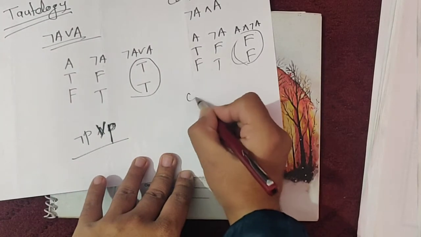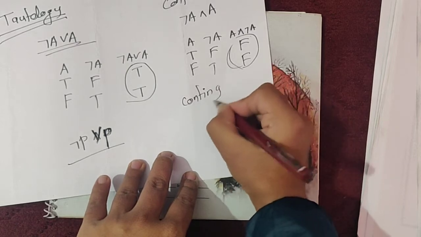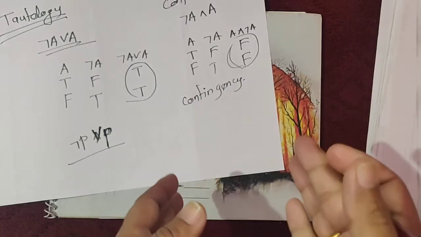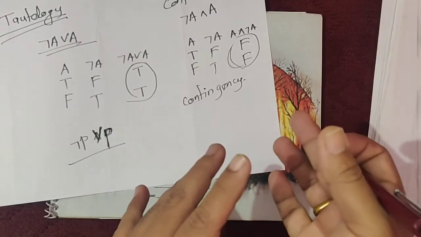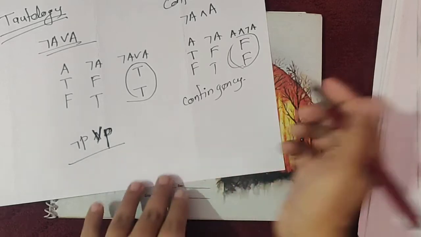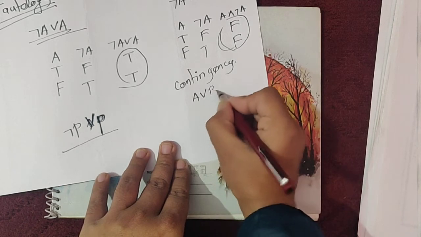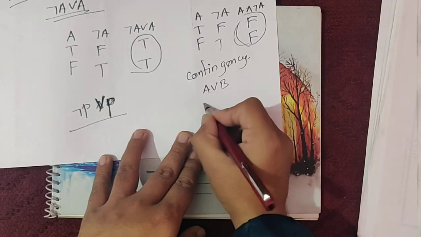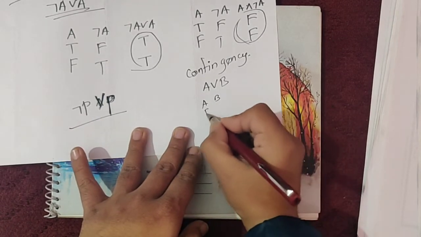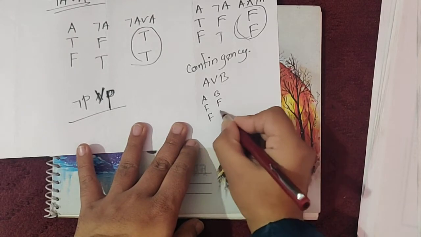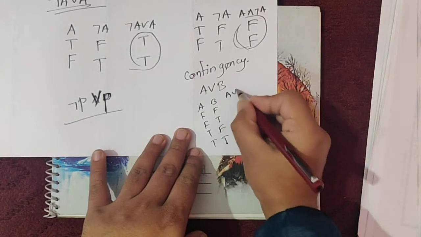Similarly, the last one is contingency. So contingency is the condition of a statement whose truth value is a combination of true and false for each variable of a given domain. Just an example, A or B. So A, B. Since there are two variables, there will be four combinations: false, false, that is 0, 0, 0, 1, 1, 0 and 1, 1. Yes. So A or B.